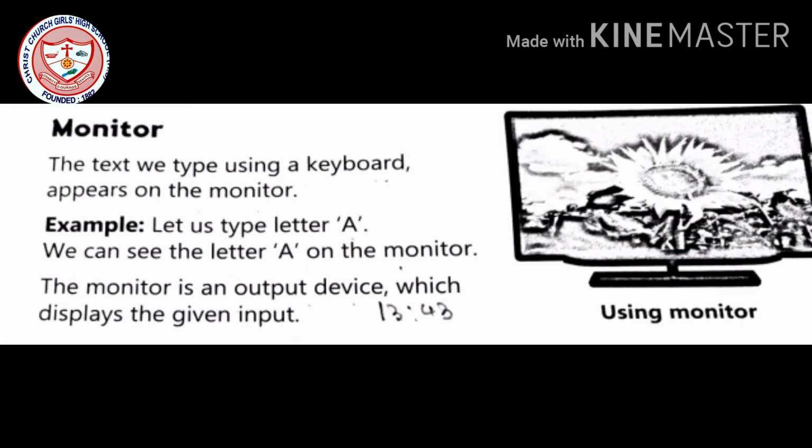See, this is the image of a monitor. The text we type using a keyboard appears on the monitor. For example, let us type letter A. When we type letter A on the keyboard, we can see the letter A on the monitor. The monitor is an output device which displays the given input. Whatever input we give is displayed on the monitor screen. That is the output. We give the input and it displays the output. Clear?